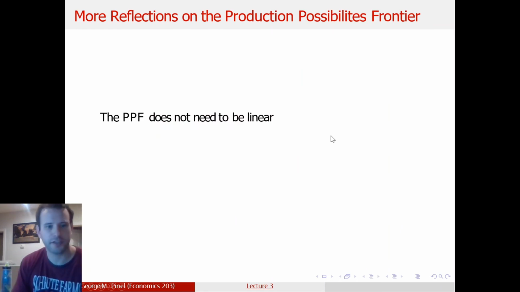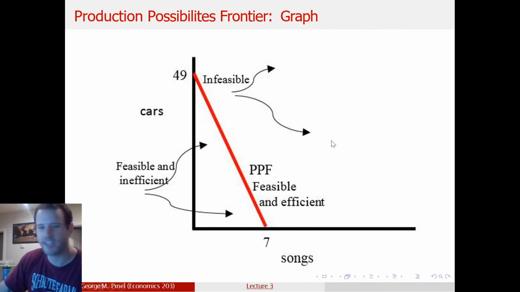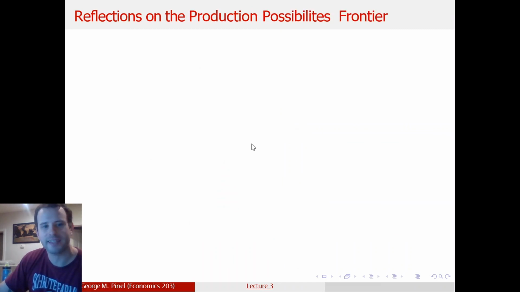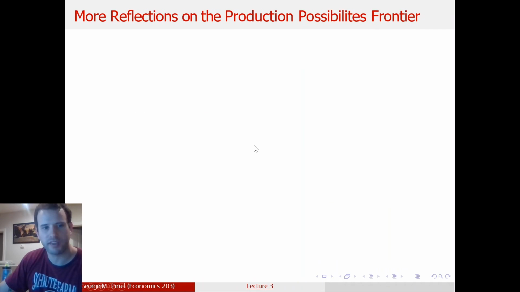All right, some other things about PPFs. Okay, so in the example that we gave with Marshall, the PPF is linear. Okay, so 49 over 7 is going to be a straight line here. But that's not always going to be the case. In fact, in upper level economics, it's rarely the case.